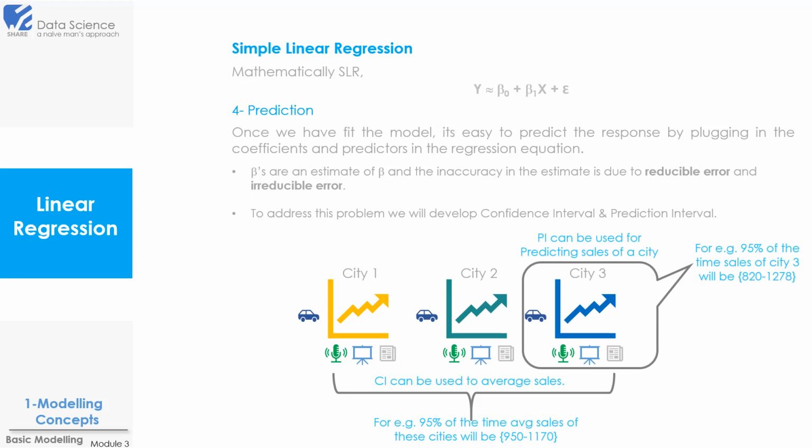Now on the other hand, we can use prediction intervals for a specific case for a prediction. We can develop prediction interval for predicting sales of a particular city, which means for a 95% prediction interval, we will say that 95% of the times sales of the city will be between 820 to 1278. And remember, prediction interval will always be greater, or have a larger range, than confidence interval. So that is the basic difference between PI and CI.